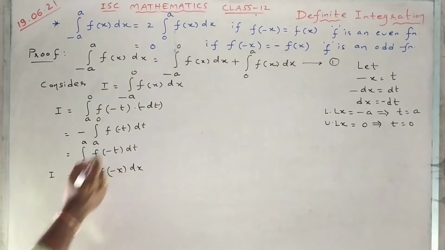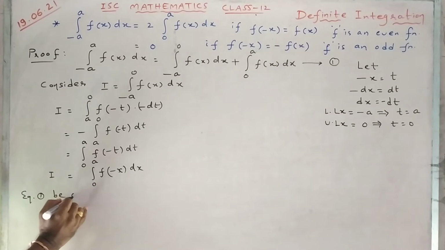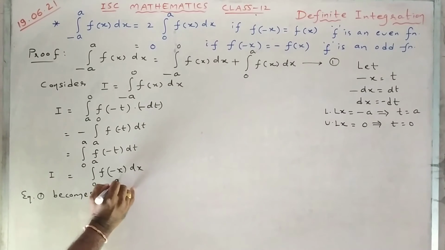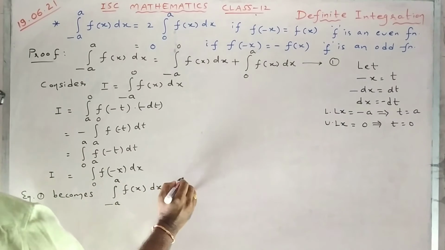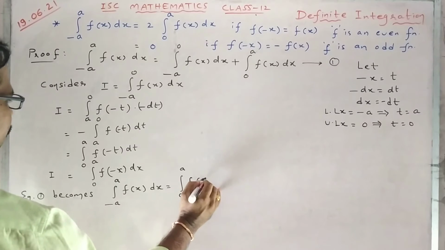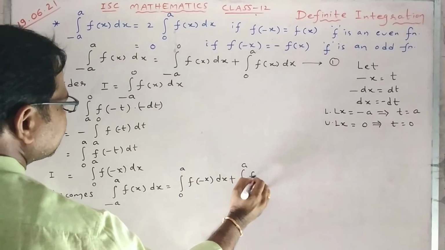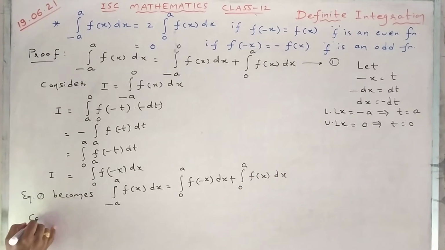Now equation 1 becomes, that value of I I will put there. Integral from minus a to a of f of x dx equal to, in the place of this I can write integral from 0 to a of f of minus x dx plus, that is as it is, integral from 0 to a of f of x dx.